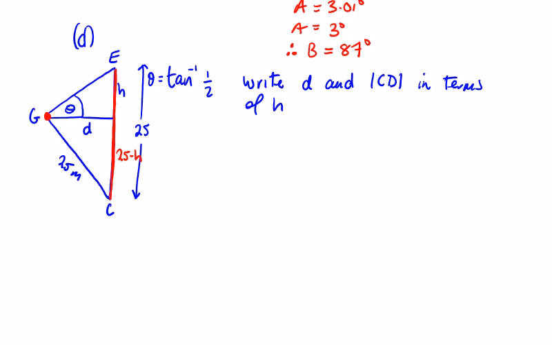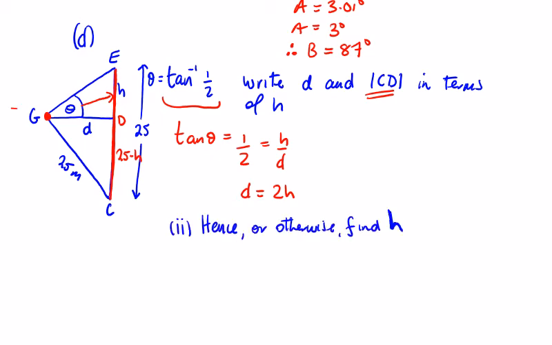To write CD in terms of h, and D is this point here, so it has to be 25 minus h if the total is 25 and the top bit is h. So we have that one done already, and then write d in terms of h. This information here is telling me that the tan of theta is 1 over 2. In the current triangle, the opposite over the adjacent is equal to h over d. So d is equal to 2h. And that's actually all they're looking for here in part 1. A really easy question in 2015.